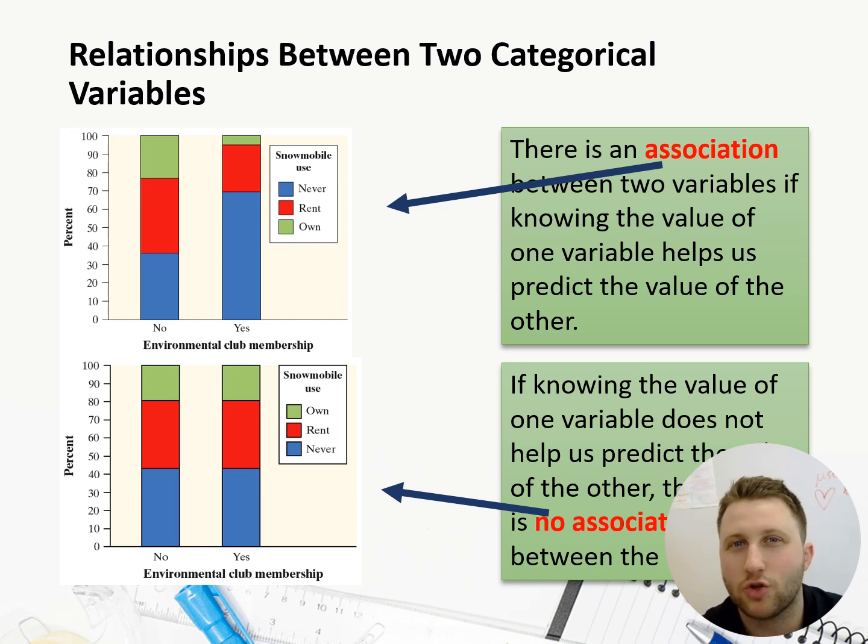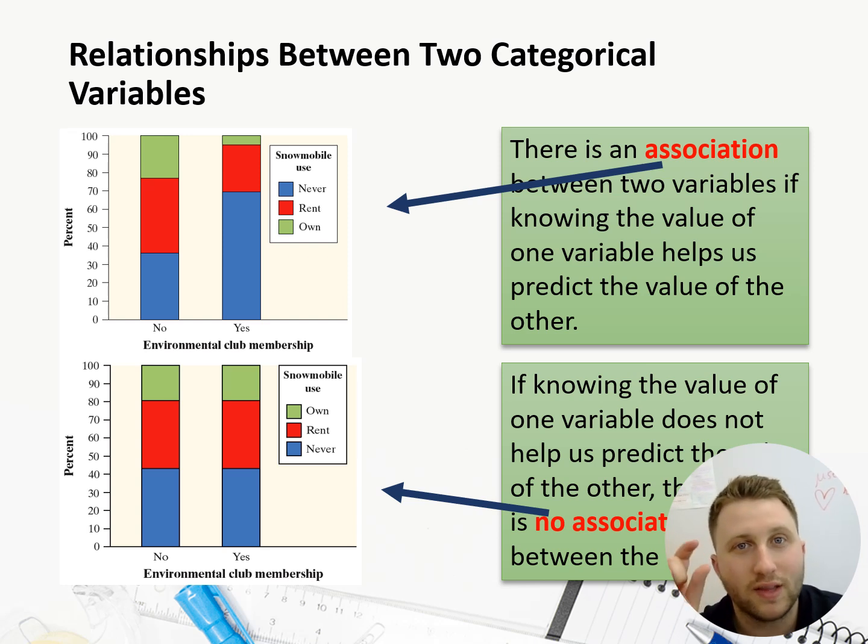Again, an association is whether knowing the value of one variable would help us predict the value of the other. So if the same percentage of environmental club members versus non-environmental club members have owned snowmobiles, then knowing whether somebody's an environmental club member would not help me predict whether they own a snowmobile or not, right? Because they're completely independent.